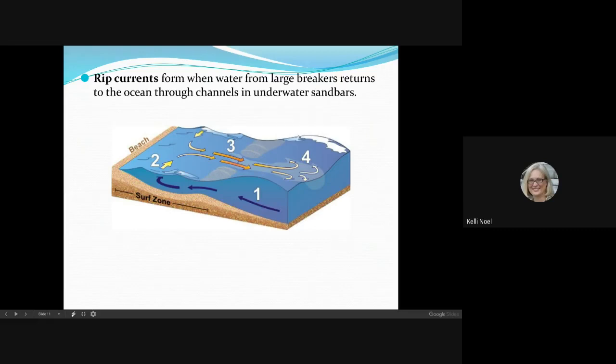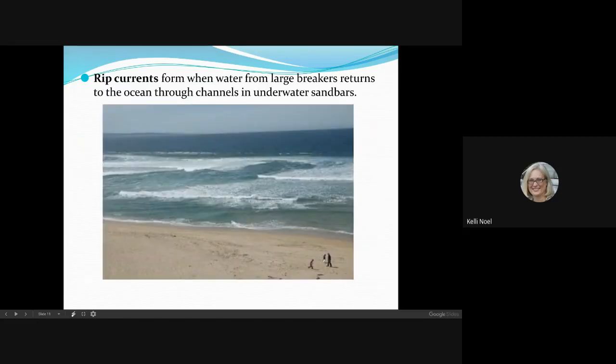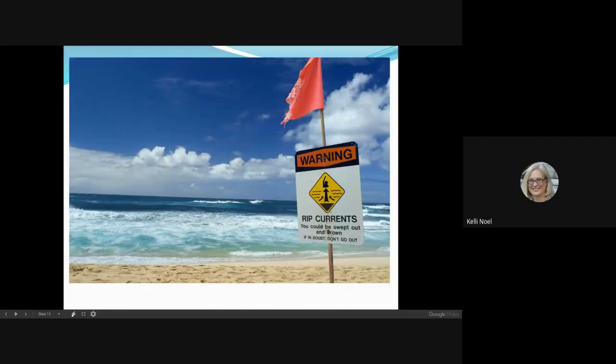Rip currents form when water from large breakers returns to the ocean through channels and underwater sandbars. So it's areas where sandbars have built up and there's a channel between. Usually they'll have warning signs posted when this happens.